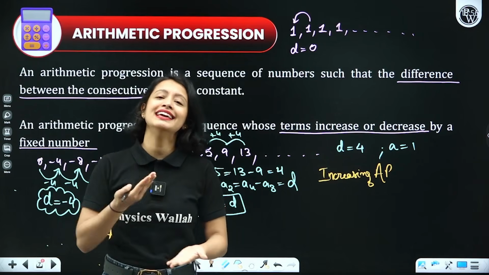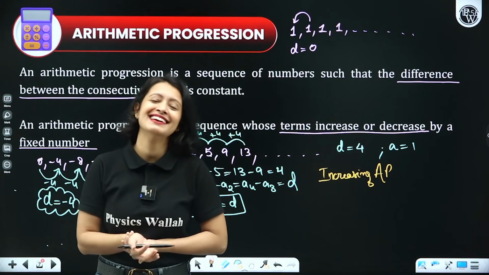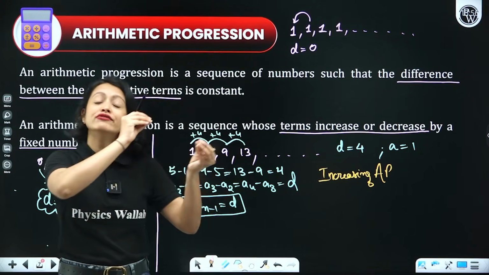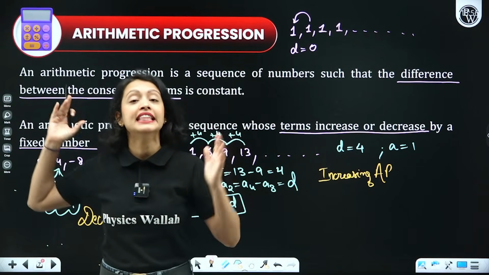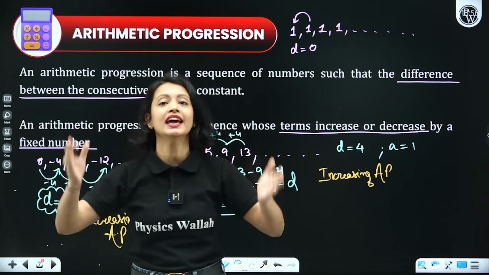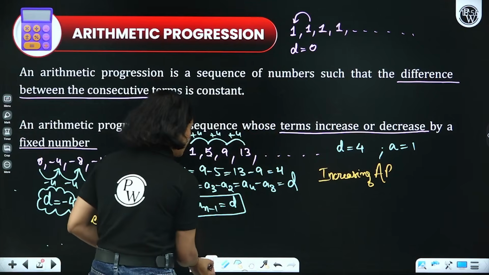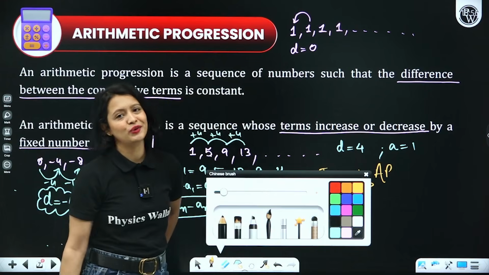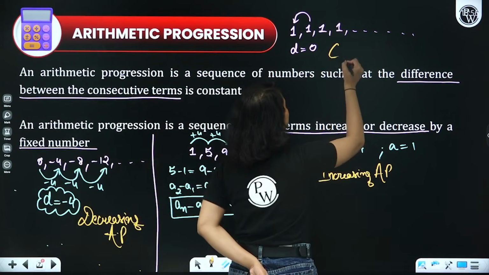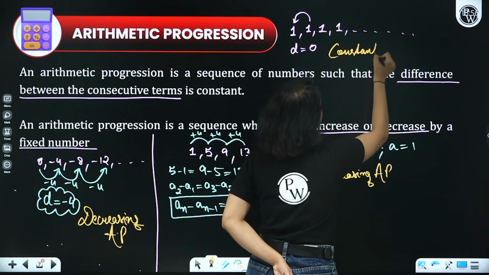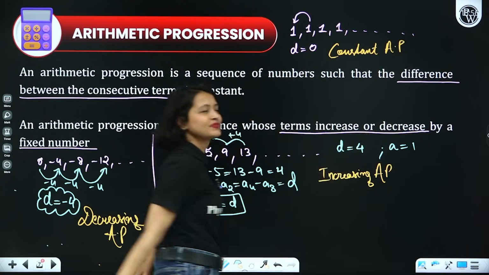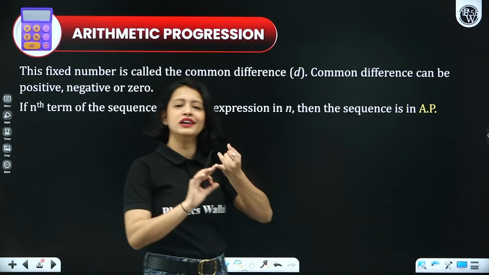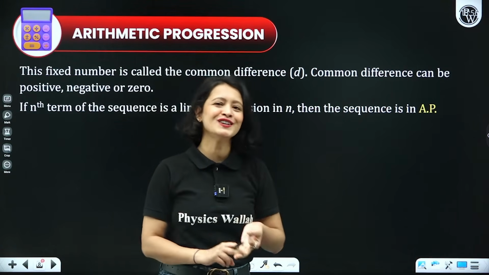So, guys, if D is 0, then also the given sequence is an AP. Understood? That means that if the same term is being repeated, then also that progression is an arithmetic progression. Remember that, okay? So, that tells us that D could be negative, D could be positive, or D could be 0 also, right? And this type of AP is a constant AP because the same term is being repeated. Okay, simple, easy. Common difference is denoted by D. D could be positive, negative, or 0, right?